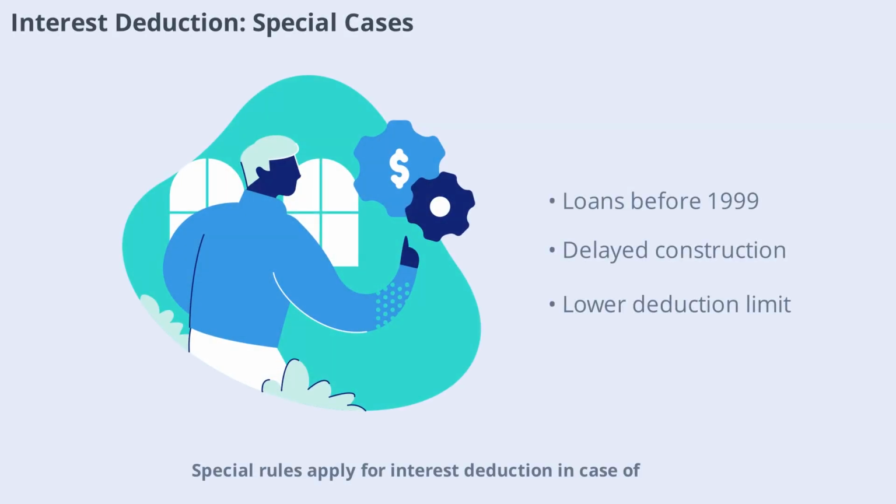Special rules apply for interest deduction in case of loans taken before 1999 or if construction is delayed. If the loan was taken before April 1, 1999 or construction is not completed within 5 years, the maximum deduction drops to Rs. 30,000. Always check the loan date and construction timeline to ensure you claim the correct deduction.